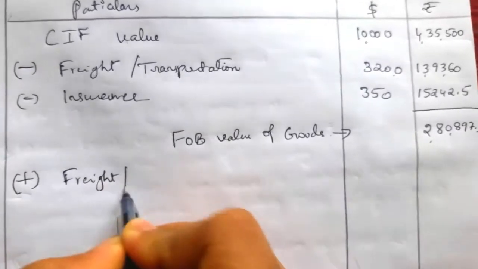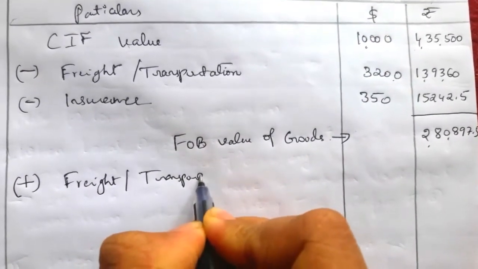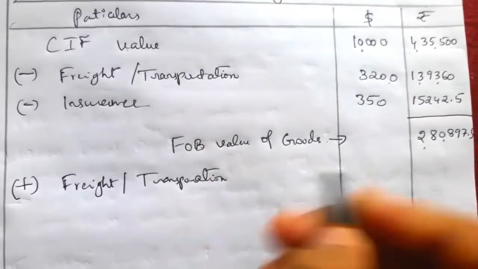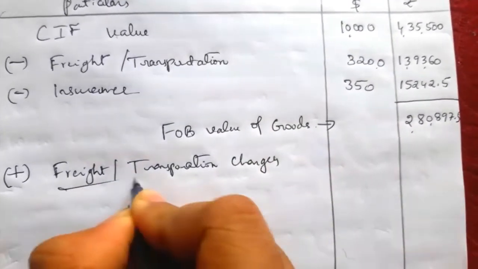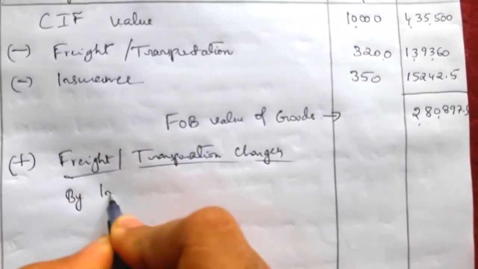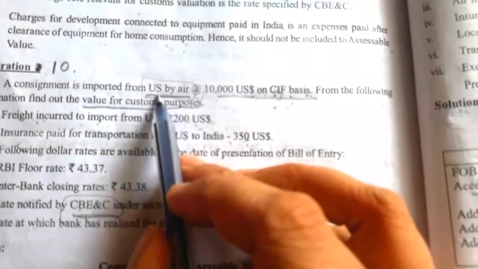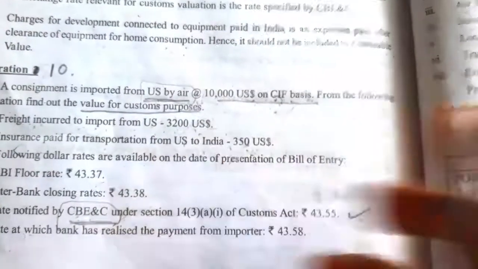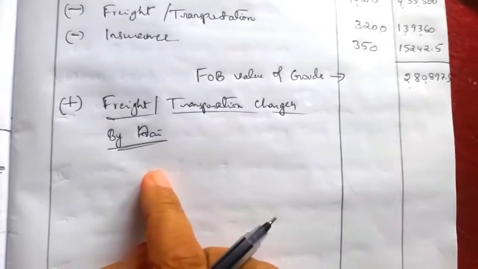Again we have to add this freight or transportation cost, as well as insurance, we have to add back, because here the import is by air. So they have given import is by air. See here, they have given the imported consignment is imported from US by air. So now we have to add this freight and transportation, as the import is by air.